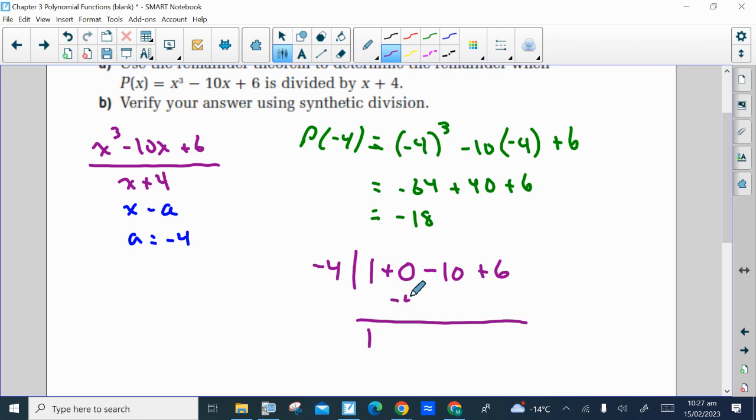1 times negative 4 is negative 4. We add and get negative 4. 0 plus negative 4 is negative 4. Negative 4 times negative 4 is positive 16. We add and get positive 6. Negative 10 plus 16 is positive 6. And then 6 times negative 4 is negative 24. We'll add those together and we'll get negative 18. That's our remainder. So it worked, right? P at negative 4 did give us the right remainder. We checked it with synthetic division.